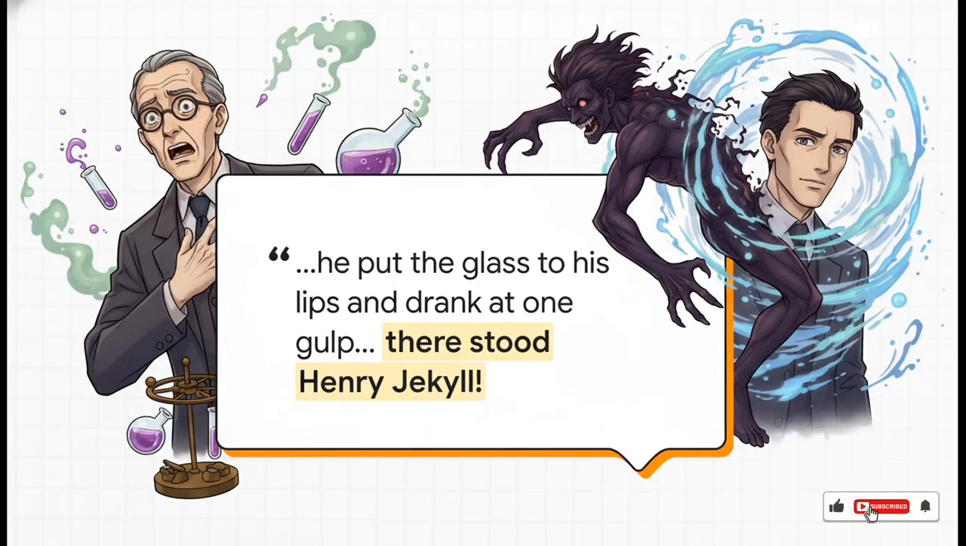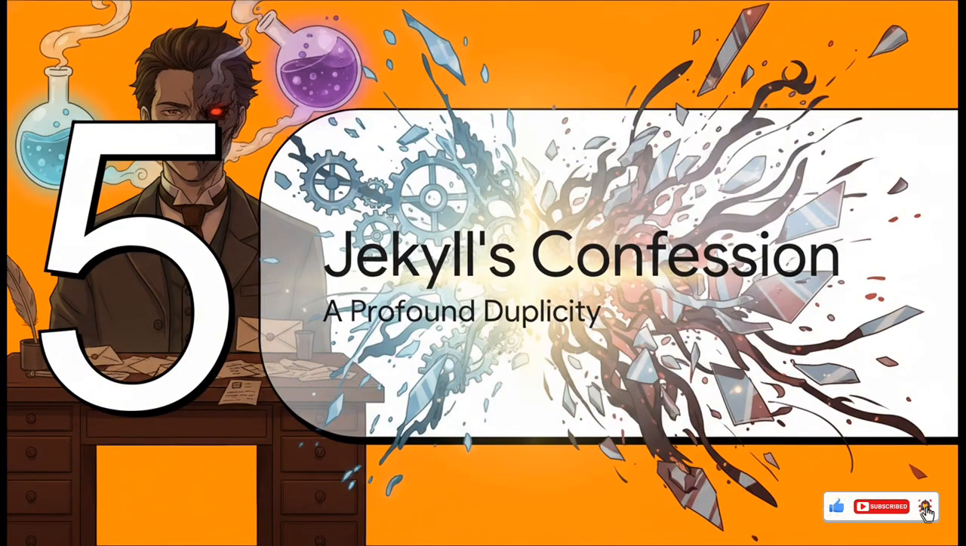So Lanyon, a man of pure science and reason, watches this creature drink the potion. And then he sees the impossible. He watches this thing convulse and change and transform right before his very eyes, into none other than Dr. Henry Jekyll. Seeing that, knowing that such a thing was real, it literally shattered Lanyon's mind and led directly to his death. Okay, so Lanyon's letter explained the unbelievable what. Now, Utterson finally opens Jekyll's own confession to understand the impossible why.